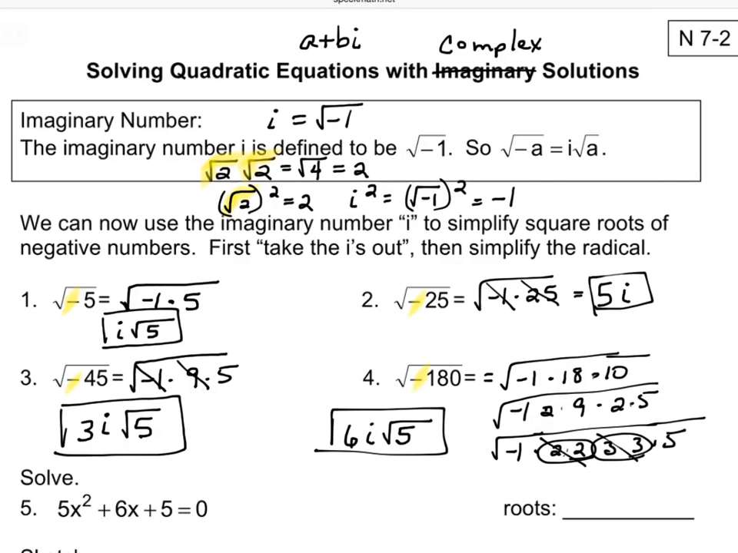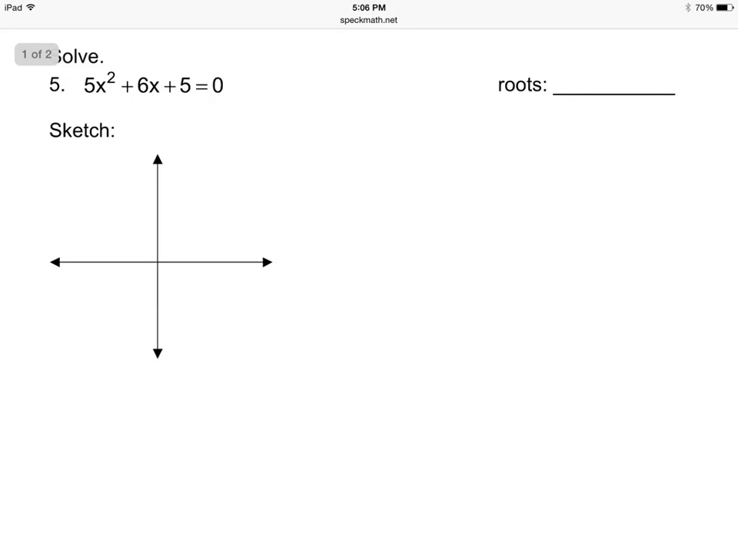So, next, I'm going to go to the next page, and we're going to solve this quadratic equation. Now, since you've learned how to put these in the calculator, let's do that and sketch the graph. If we put 5x squared plus 6x plus 5 in a calculator and hit graph, you're going to get a graph that looks something like this. Notice, it does not cross the x-axis anywhere.